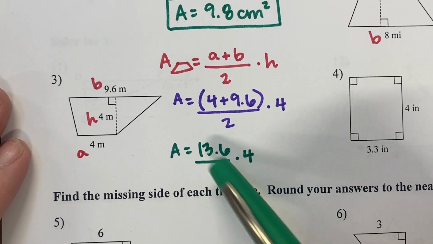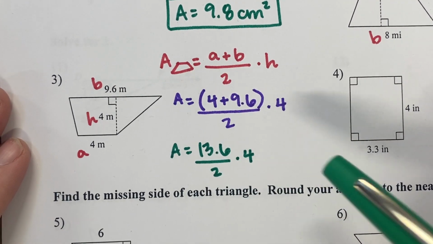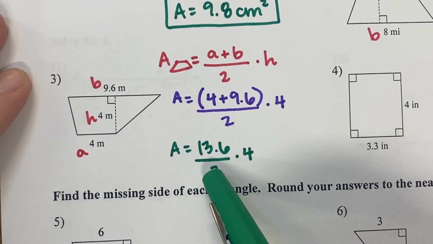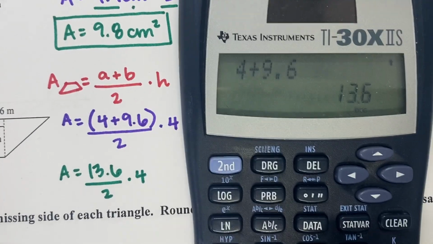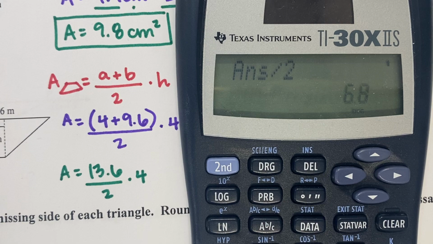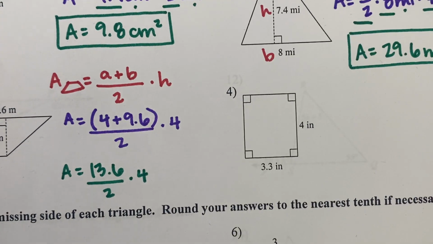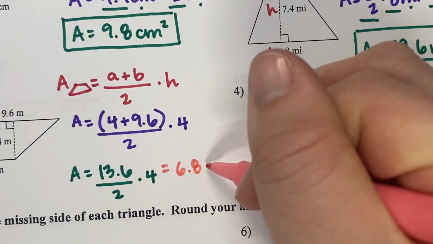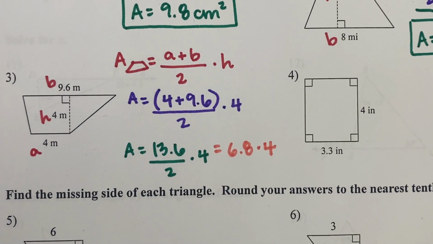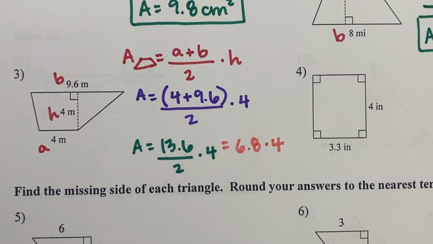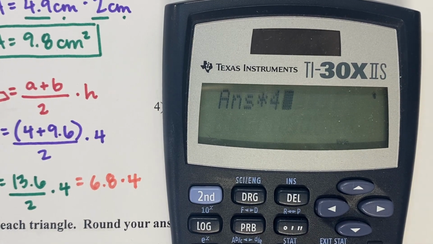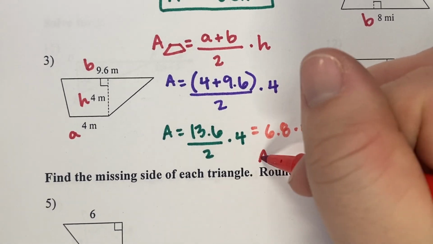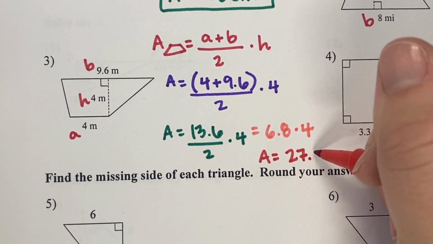Order of operations tells us, because we're both dividing and multiplying, and those are equal to each other, we just solve it from left to right. So we'll divide first and then multiply. 13.6 divided by 2 gives me 6.8. Now I have 6.8 times 4, and this is going to be our last step. 6.8 times 4 is going to give me 27.2. So my final area for this trapezoid is 27.2.